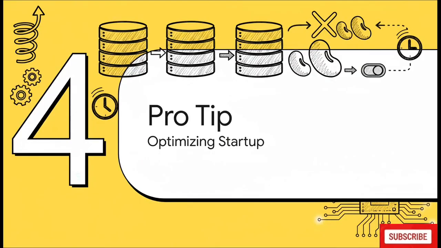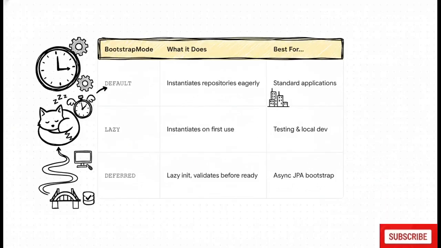All right, time for a pro tip. By default, Spring initializes all these repository beans eagerly when your application starts up. Now, for big applications, this can actually slow down your startup time. But don't worry, you can control this. Spring Data gives you this thing called a bootstrap mode. The default is eager, but you can set it to lazy, which means Spring only creates the actual repository bean the very first time you use it. This is a game changer for speeding up your tests and local development. There's also a deferred mode, which is kind of a smart middle ground for certain advanced applications.